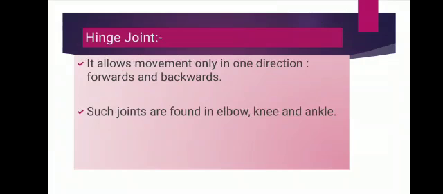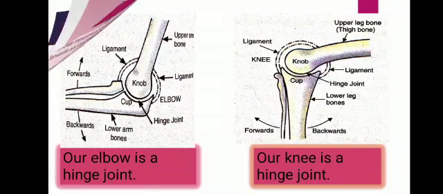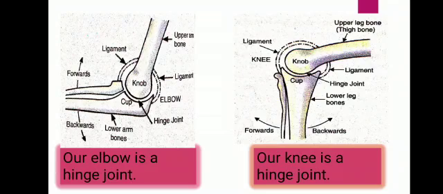We will now describe the elbow and knee joints in detail. See, first about the elbow. Let us try to bend our hand at the elbow. When you bend it, we will find that we can bend it only in one direction, that is forward or backward. This is because our elbow is a hinge joint.